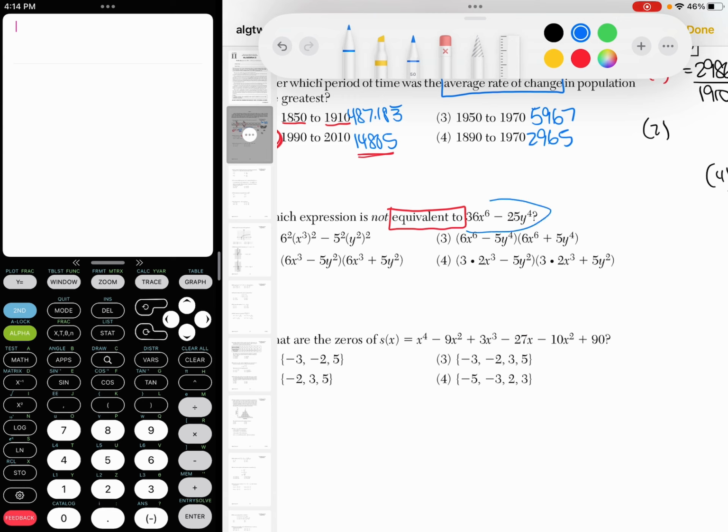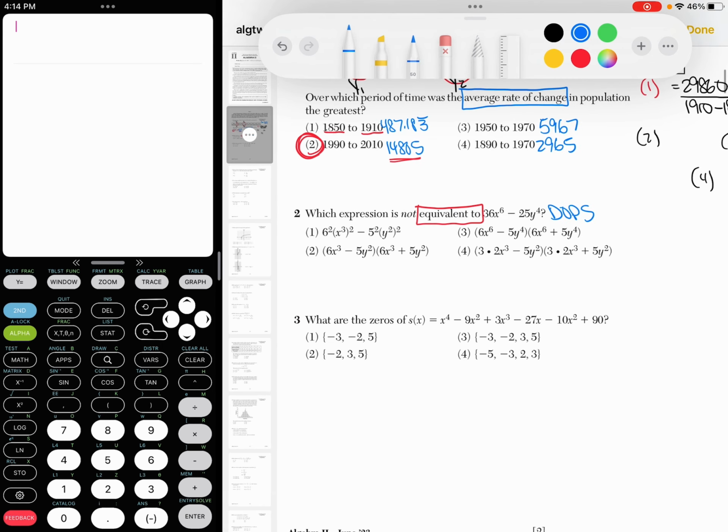What I'm noticing is that this can be factored. This is a difference of perfect squares, so I can do DOPS to that to see which one it is equivalent to. When I do DOPS, remember it is a plus and a minus, and you're going to square root these pieces to figure out what goes in the blanks. The square root of 36x to the 6th is going to be 6x to the 3rd. That's going to go in the front spot of each of my DOPS setups for factoring. And then the square root of 25y to the 4th is 5y squared. So that goes here and here. When you look at your choices, there is one that says that. It's this one, choice 2.